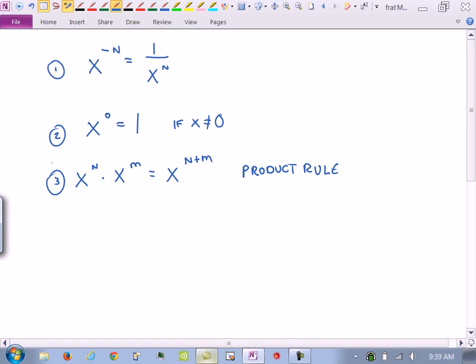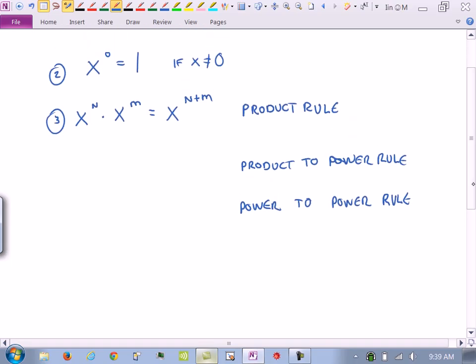Okay? All right, so the next rule that we have is called the product to power rule. I'm going to put that on the side here, product to power rule. And then along with that, we're going to do the power to power rule. I'm going to put that underneath it, power to power rule. Okay. So these are going to be two distinct rules. Let's call them Rule 4 and Rule 5.